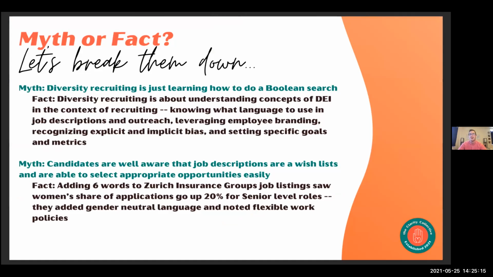So you'll see here, the first one: diversity recruiting is just learning how to do a Boolean search. In fact, diversity recruiting is about understanding concepts of DEI in the context of recruiting, knowing what language to use in the job descriptions and outreach, leveraging employer branding, recognizing explicit and implicit bias, and setting specific goals and metrics. LinkedIn, Indeed, and Glassdoor are definitely sold as one-size-fits-all. But in reality, they don't inherently help support diversity hiring strategies, and the Boolean search is just not going to cut it.